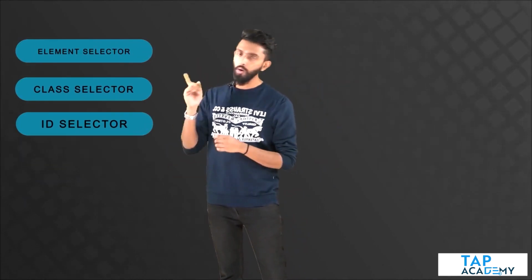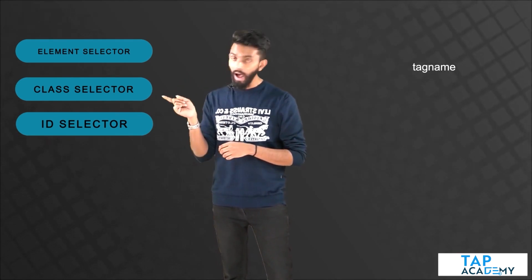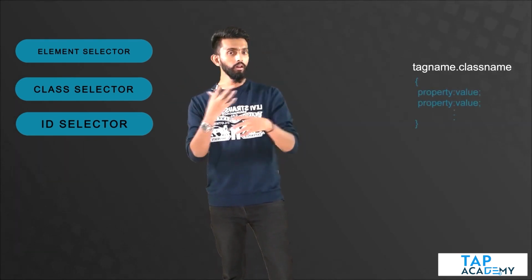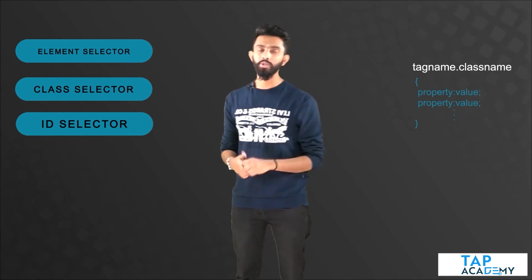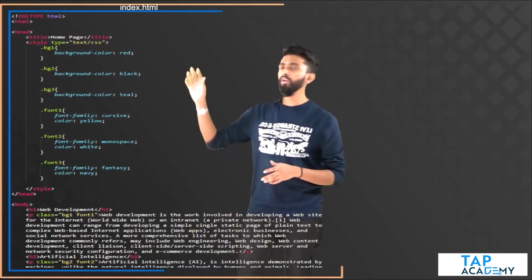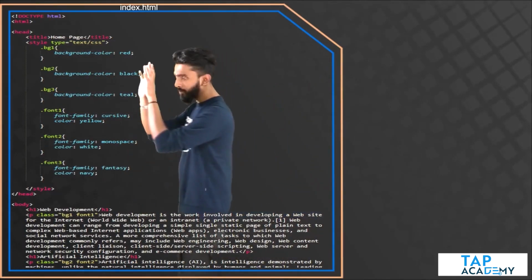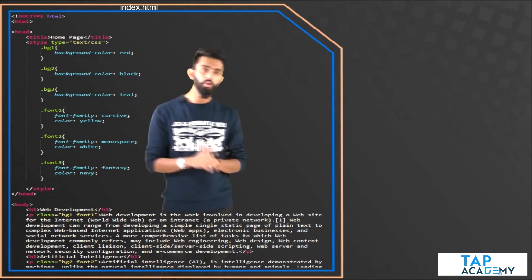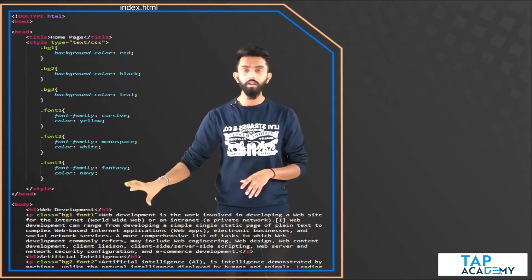Now, what do you mean? See, I want to combine the element selector and the class selector together and create a unique selector. How does this work? Let me give you an example. If I take you to my HTML editor, you must understand this is the same program we previously wrote, right? Wherein different classes I had created.